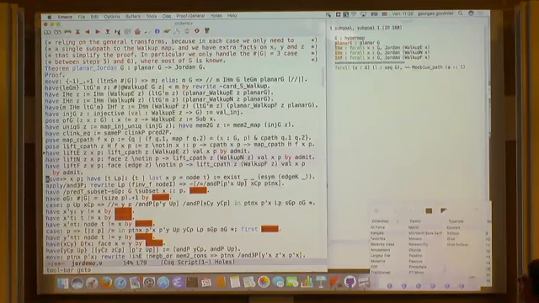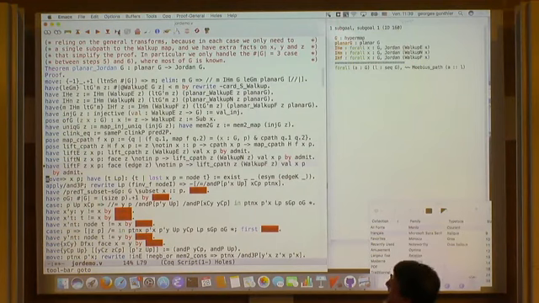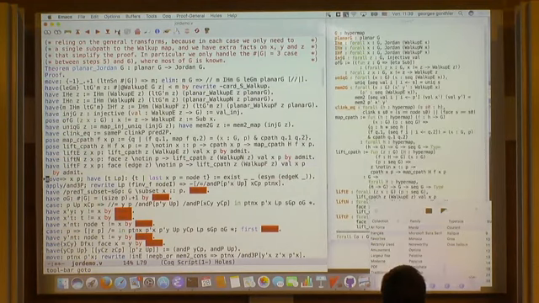Is the double tilde just a not? So the double tilde is the not, because the double and is the Boolean not. Okay. This is going to be a bit painful.